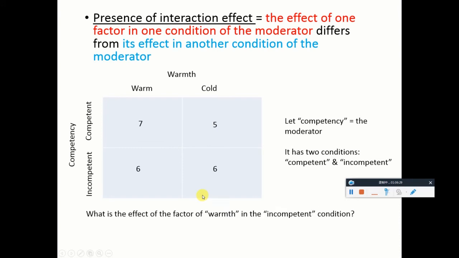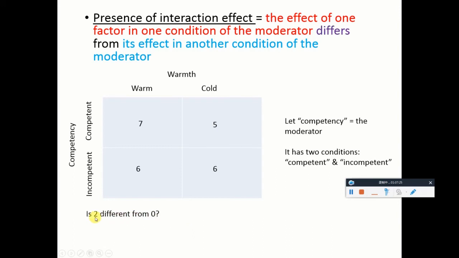Okay, now let's look at the blue part of the sentence. What is the effect in another condition of the moderator? The moderator is competency, and we just looked at the effect of warmth in the first condition of the moderator, that's competent. Then another condition of the moderator will be incompetent. So the question becomes, what is the effect of the factor warmth, or the difference between warm and cold, in the incompetent condition? You would say, aha, we should find that out by subtracting 6 from 6, because that will be the effect of warm versus cold in the incompetent condition. Turns out the effect here is 0, because 6 minus 6 is 0.